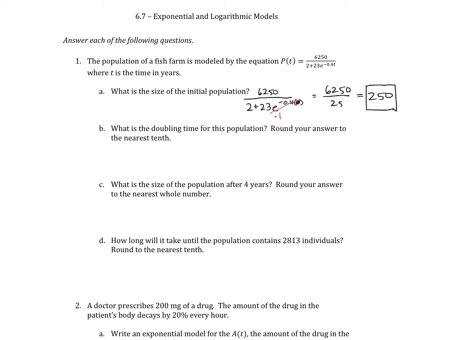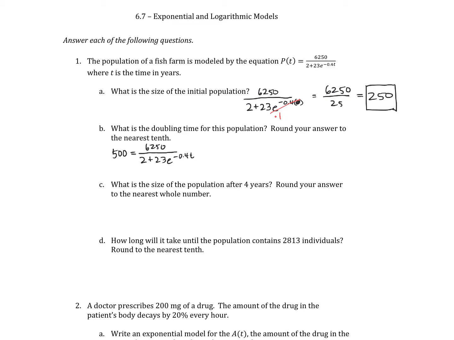Okay, what is the doubling time for this population? So how long does it take for it to double? So if originally your population is 250, we want to know how long it will take to make the population be 500. That's double the 250. So population is 500, and then we'll set that equal to the function it gave us in the beginning. Okay. And so now we need to figure this out. So we need to multiply both sides by the denominator.